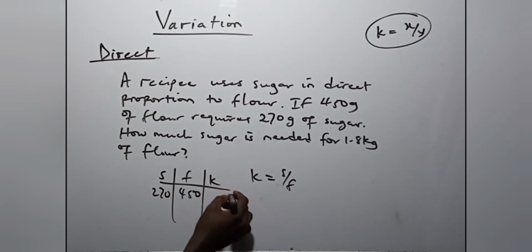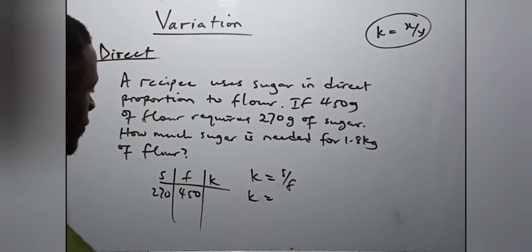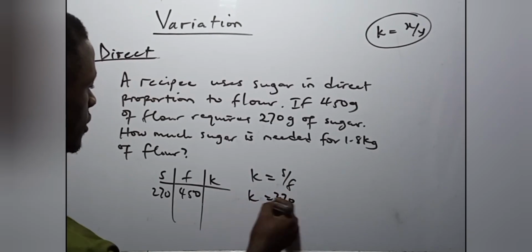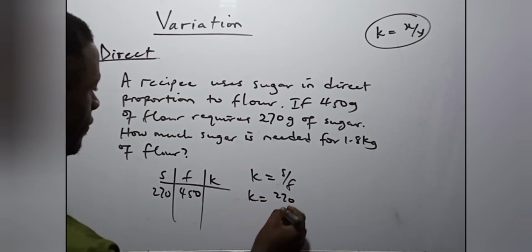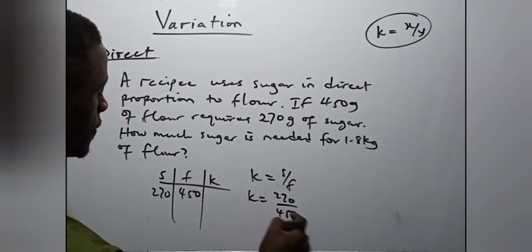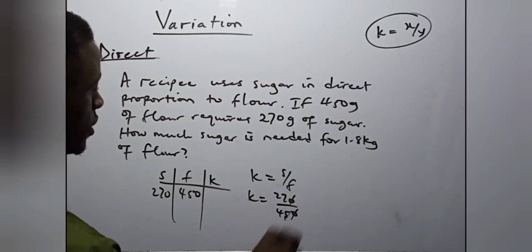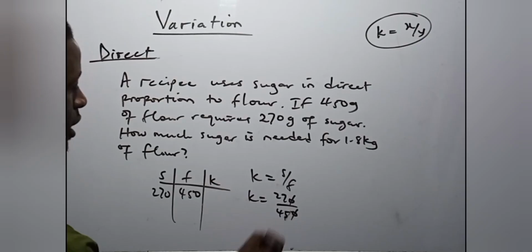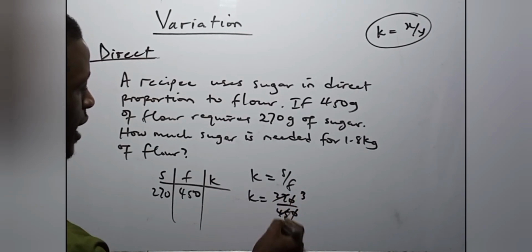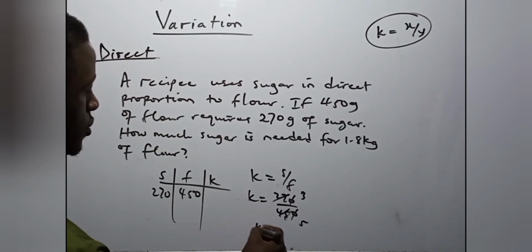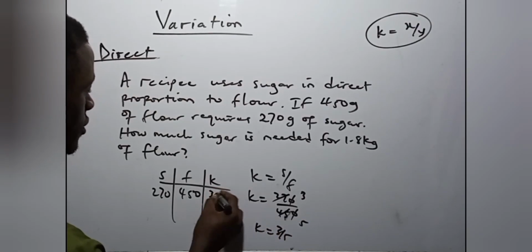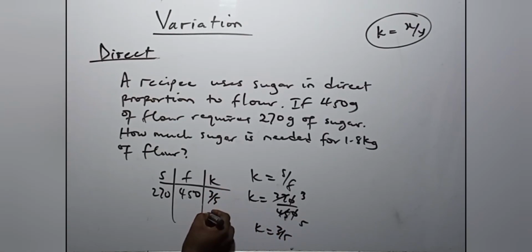Okay, let us find K first. K is S over F. What's S here? 270. And what is F? 450. So we cancel 0 with 0. Then 9 in 27 gives us 3. 9 in 45 gives us 5. So K is equal to 3 over 5. So let's just write 3 over 5 here. And you know that 3 over 5 must be constant throughout.